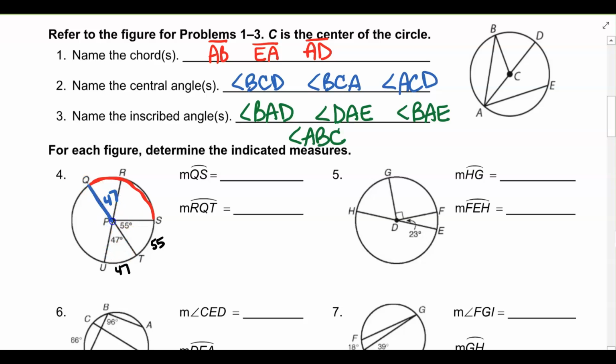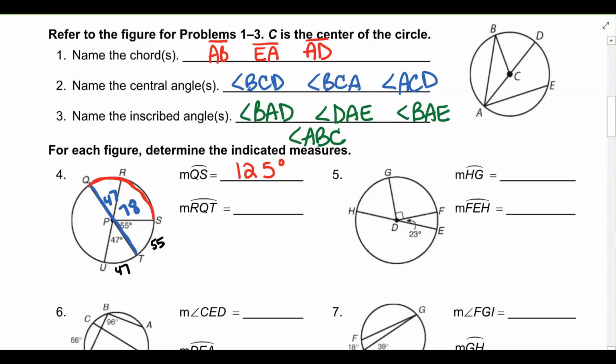I can also use the diameters in order to help me find missing angles, because if this is a diameter and it splits the circle into two congruent halves, I know all three of these together should add up to 180. So if I subtract the 55 and 47 from 180, I'll get my missing angle. So when I do my subtraction, I get 78 degrees. And now the arc they were looking for is a combination of these two. So the 78 plus the 47 gives me an arc of 125 degrees.